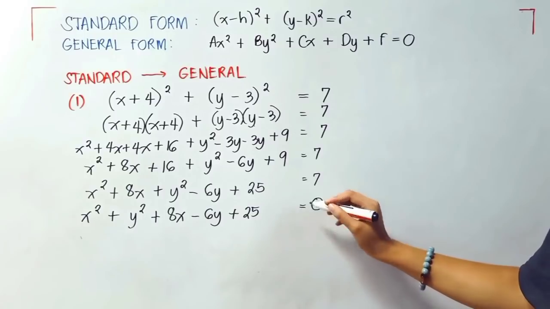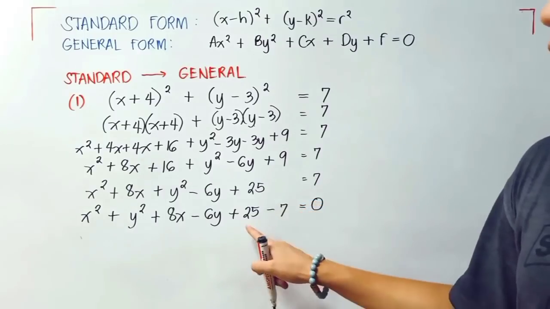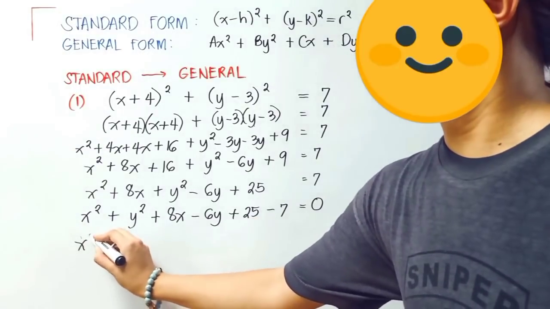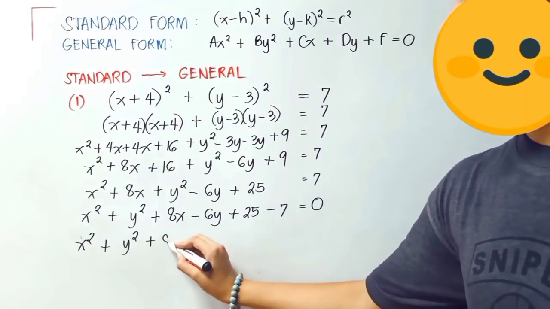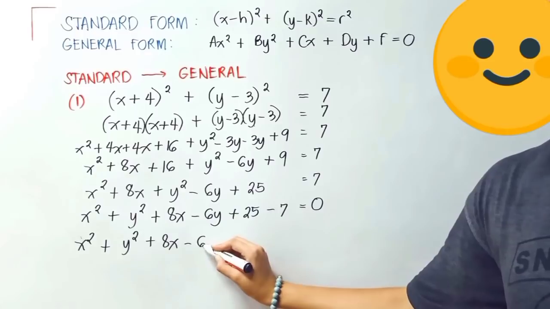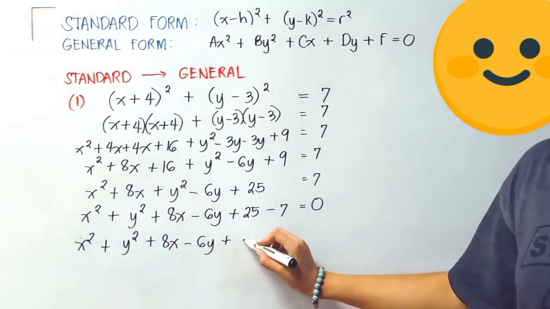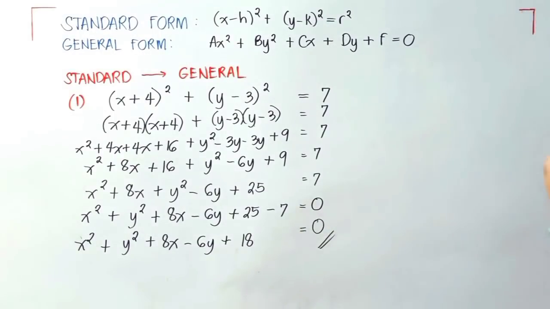We have here on the right side 0, so we'll transpose from positive 7, it will become negative 7, and still they can be simplified. So x squared plus y squared plus 8x minus 6y plus 18 is equal to 0. This is our final answer.